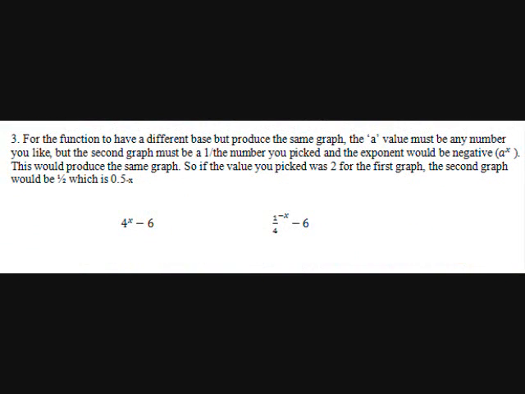For the function to have a different base but produce the same graph, the a value can be any number you like, but the second base must be 1 over the number you picked, and the exponent would be negative x. This would produce the same graph. So if the value you picked was 2 for the first graph, the second graph would be a half, which is 0.5 to the exponent of negative x. So in this case, my graph that I chose, 4 to the x minus 6, would now become a quarter to the exponent of negative x minus 6.